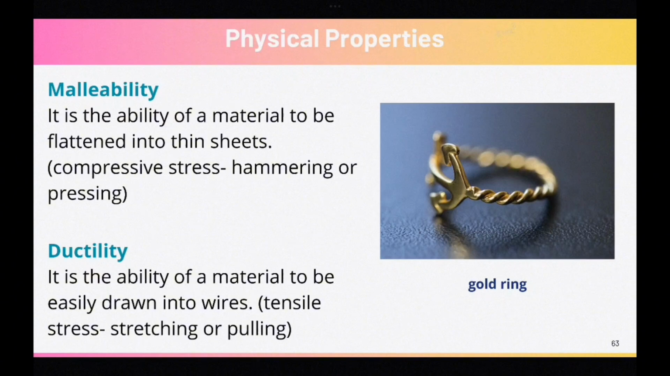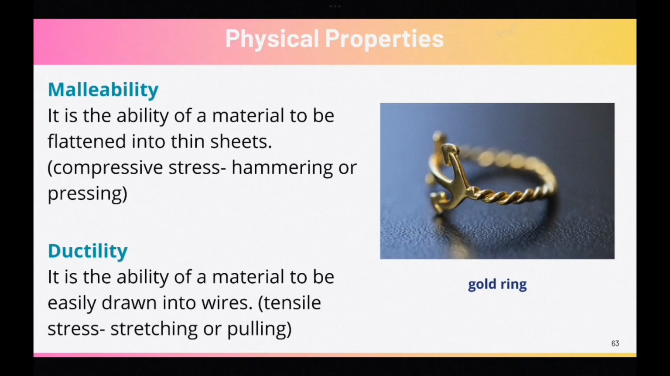The difference between malleability and ductility is that they undergo different stress. Malleability is more on compression, and ductility is more on tensile, meaning the material is pulled or stretched. For example, here in a gold ring, if you're going to form this kind of design, you have to press it to get the right size for your ring finger. Then to have this kind of design, like a twisted knot.